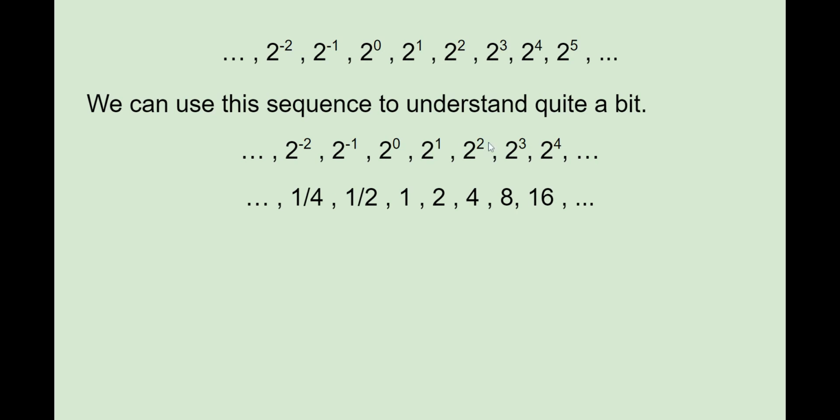So going to the right, I add 1 to the exponent. To the left, I subtract 1 from the exponent. To go to the right, I multiply by 2. To go to the left, I divide by 2. And now both these sequences are equal.